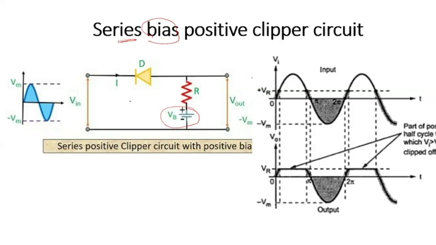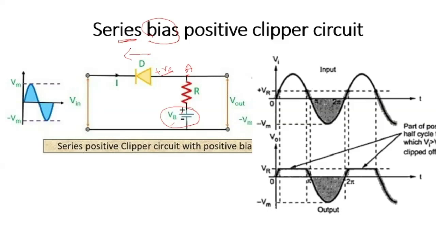Now first find out which part will be clipped. The arrow of the diode is going to the left hand side, and for this reference point the diode first terminal is positive, so the positive part will be clipped. Now the positive part will be clipped, but it is with respect to the reference voltage. Here the reference voltage is VB. So after VB, first find out which battery is there.